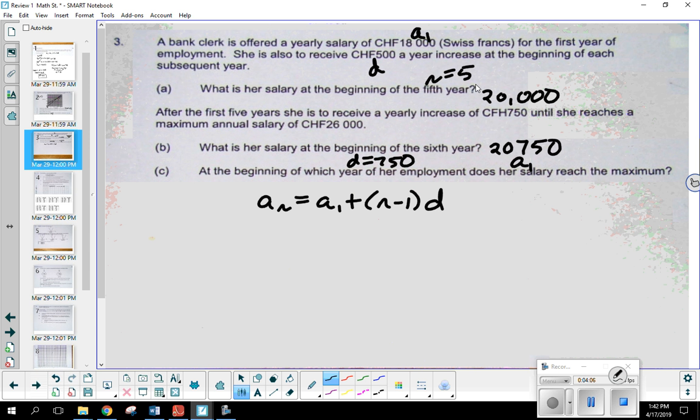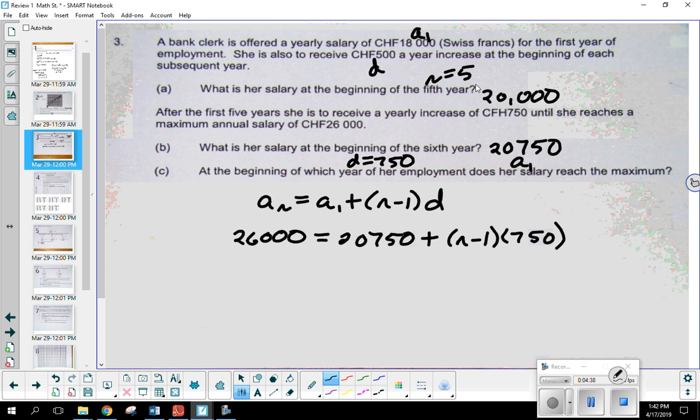So I'm going to say that the 26,000, the most she's going to be able to get, equals the first term, 20,750, plus n minus 1 times 750. And now we just need to do a little bit of algebra, but has anybody already solved it? I'm sorry? 2? No, a little higher.